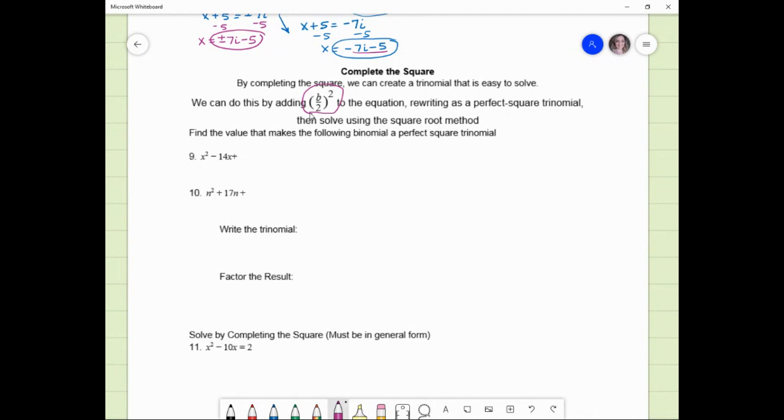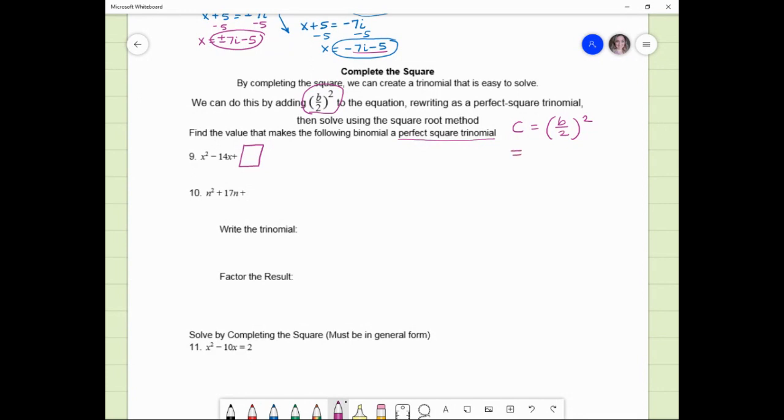So first, let me show you how to use the b over 2 squared. It will say, find the value that makes the following binomial a perfect square trinomial. And so this is going to be our c value. So c equals b over 2 squared for complete the square.